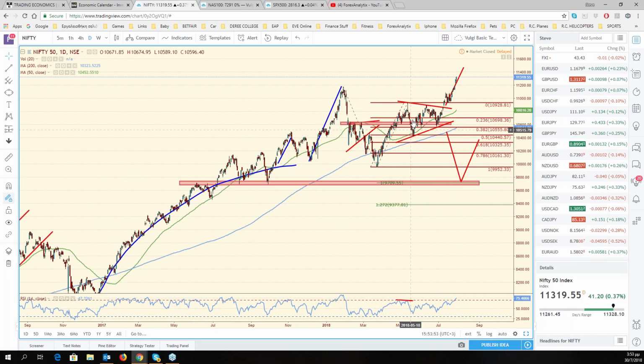This was a textbook triangle. It did break to the upside. It has broken above the previous high. So there's nothing to talk about here.